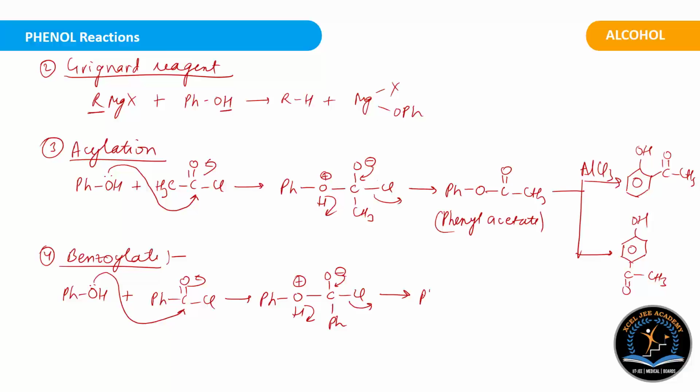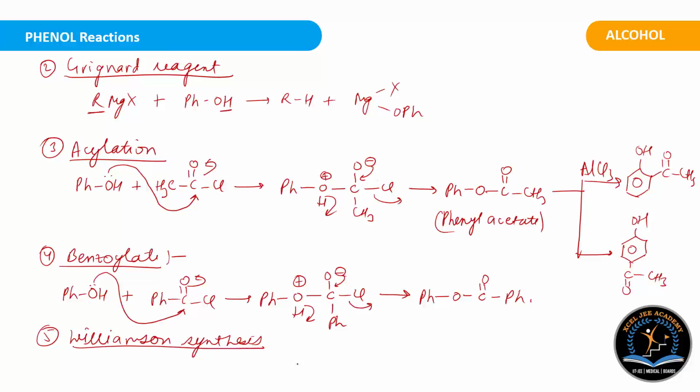In this case we will obtain the product which is PhC double bond O Ph. That is the final product present here. So this is a benzoylation reaction. Now the next one is referred to as Williamson's ether synthesis. So the fifth reaction is Williamson's ether synthesis.